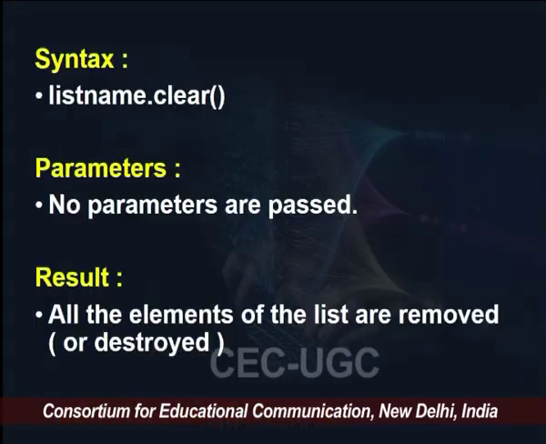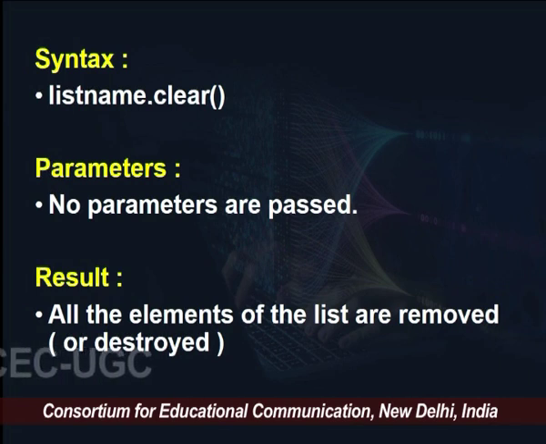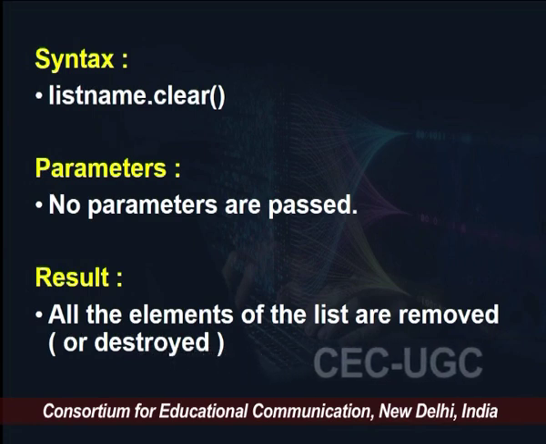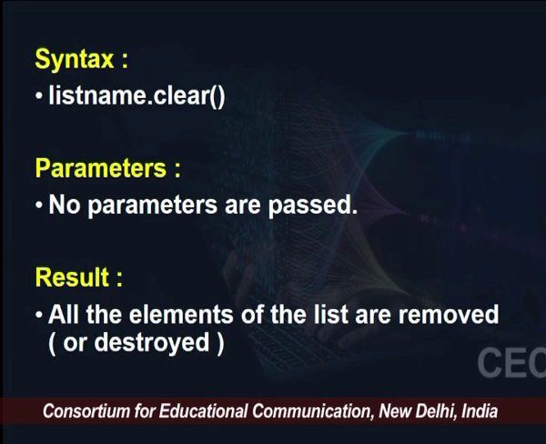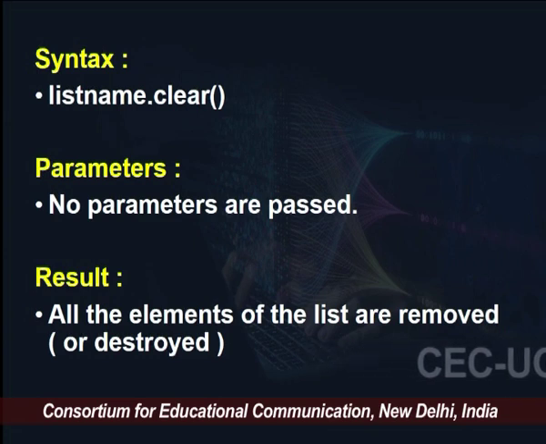It will delete all the elements, all the occurrences of all the elements. If we look into the syntax, which you can see on the screen, it says list name dot clear. As far as parameters are concerned, no parameters are passed, because we are not passing any range or any value. The whole list on which the clear function is called will be cleared, and all the elements of the list will be destroyed. That is going to be the result.